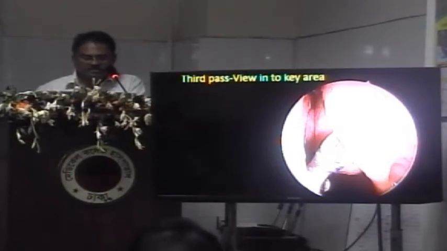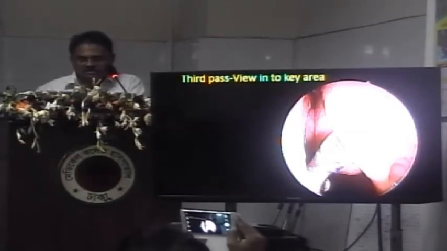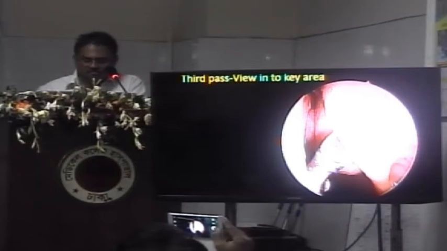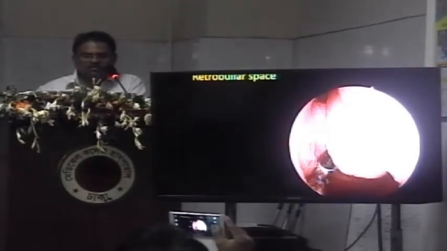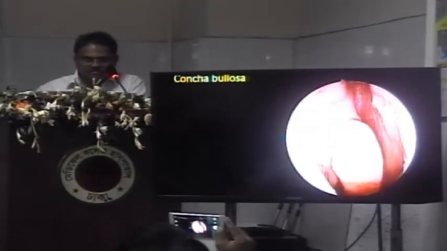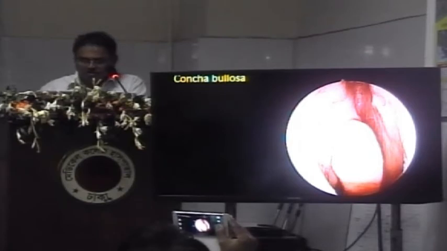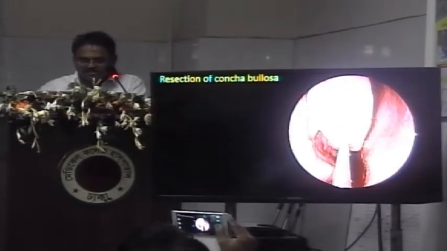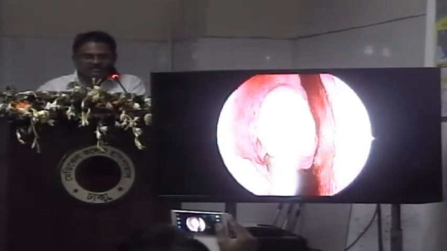This is the uncinate process. This is the ethmoid infundibulum, and this is the bulla you see. This is the retrobullar space, suprabullar space. On the right side there is a concha bullosa, and this is being incised. And this is being split.